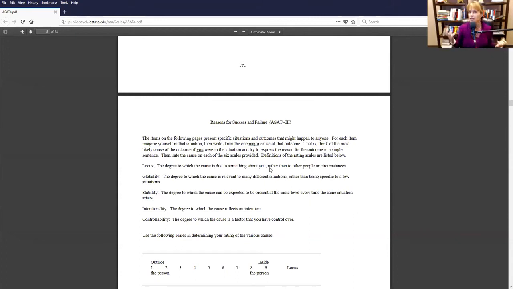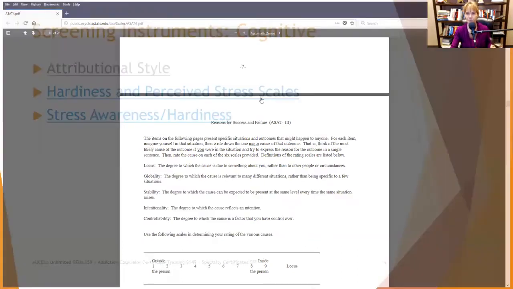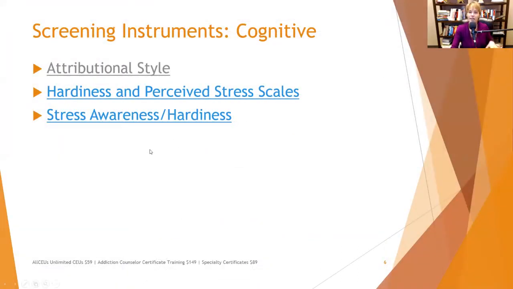So you can see as we talk how attributions can have a big effect on a person's sense of hopelessness and helplessness. So again, those 3 scales I've linked to, you can access them.